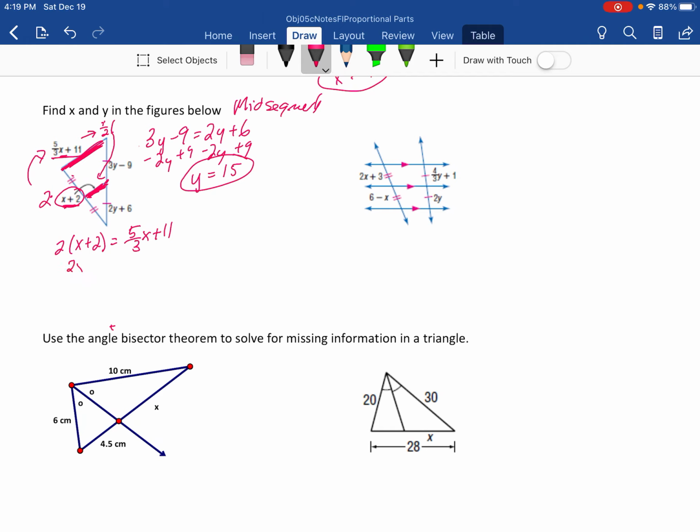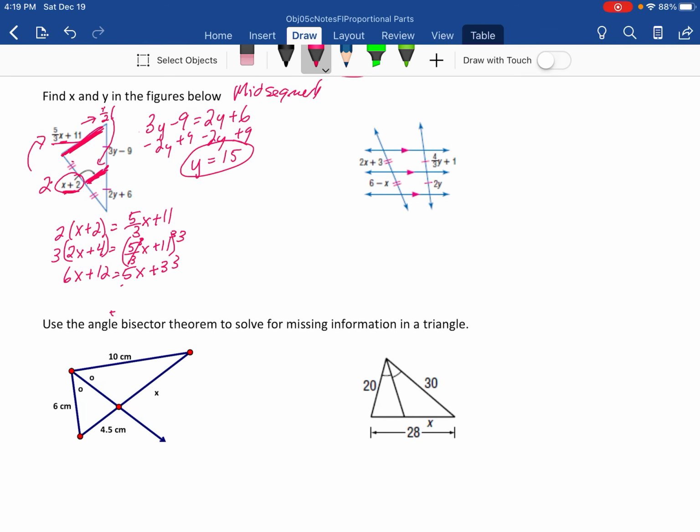So I do the distributive property. This is going to be 2x plus 4 is equal to 5/3 x plus 11. Now I multiply each side by 3 because I want to clear my fractions. I'm really careful. This is going to be 6x plus 12 is equal to, well, when I distribute my 3, these would divide out, so I'm left with 5x, and then plus 33. I subtract 5x, I subtract 12, so I end up with x is equal to 21.